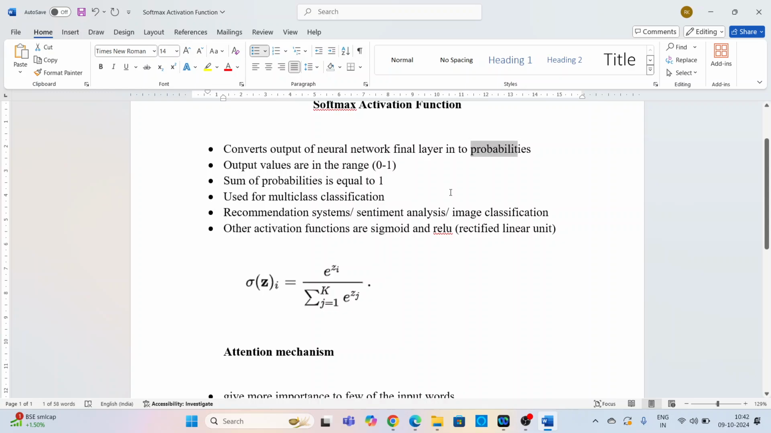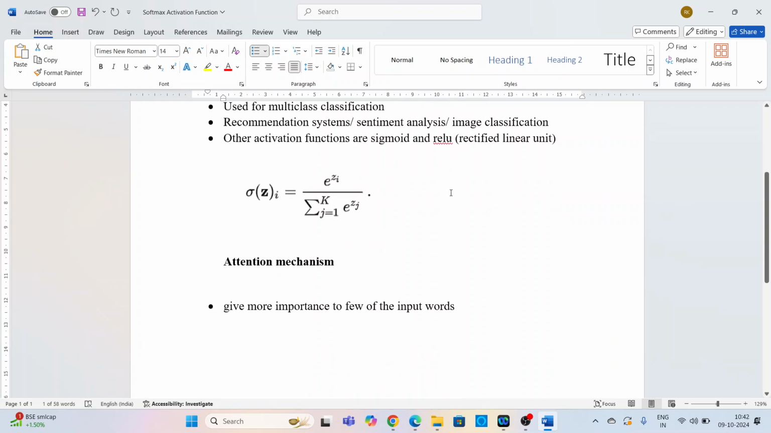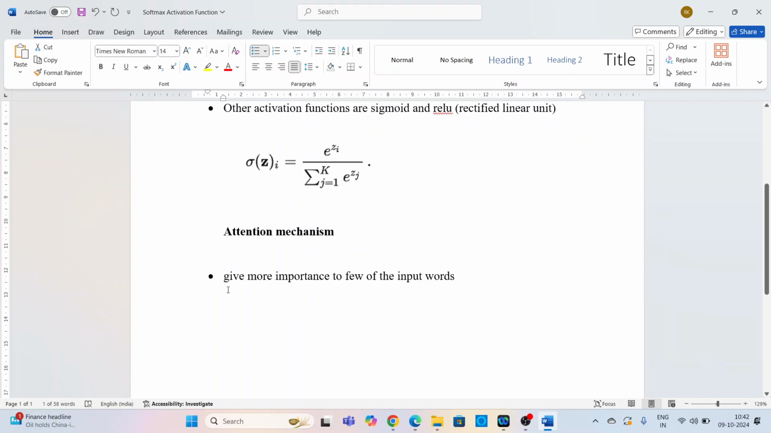So softmax activation functions, attention mechanisms, and transformers all go hand in hand. We know that attention mechanisms are used whenever very long sentences are there in neural networks and handling them becomes difficult. So only important input words are taken up, kind of thing.